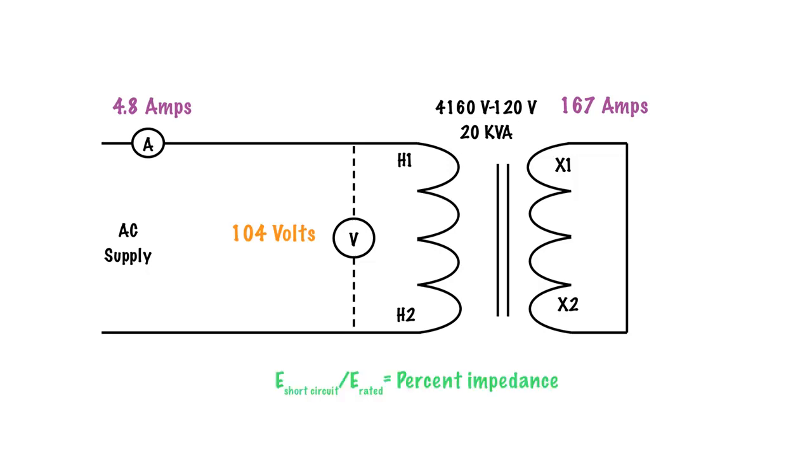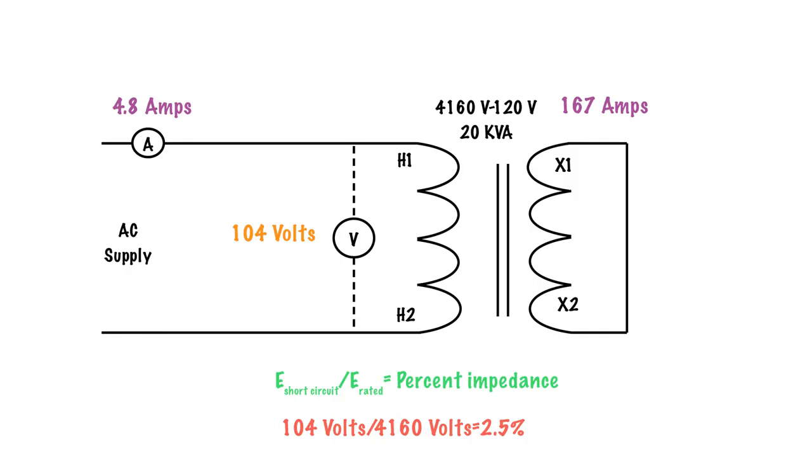And now comes time to use the formula for percent impedance. We have the formula here: E short circuit divided by E rated equals percent impedance. Our short circuit voltage is the 104 volts that it took in a short circuit condition to reach rated current. Our rated voltage is 4160 volts. So we're going to take 104 and divide it by 4160. 104 volts divided by 4,160 volts gives us a percent impedance of 2.5%.